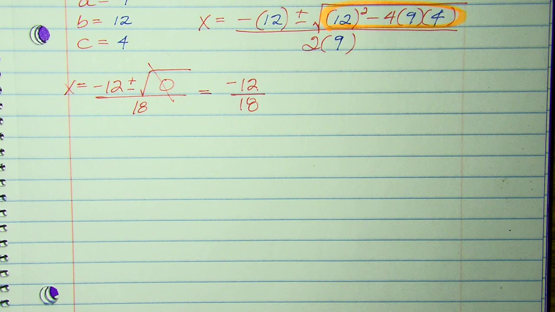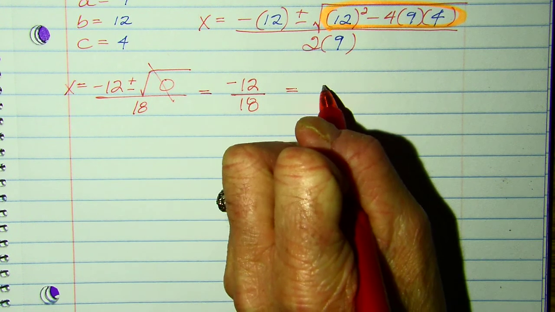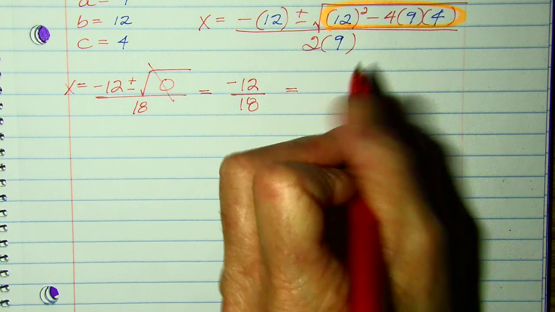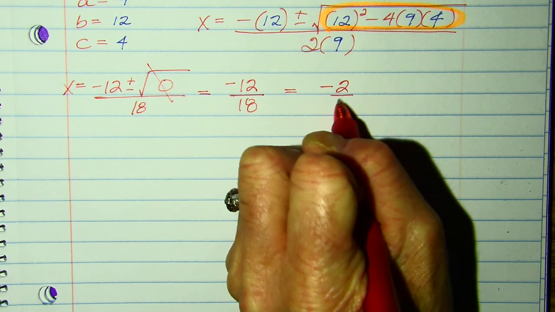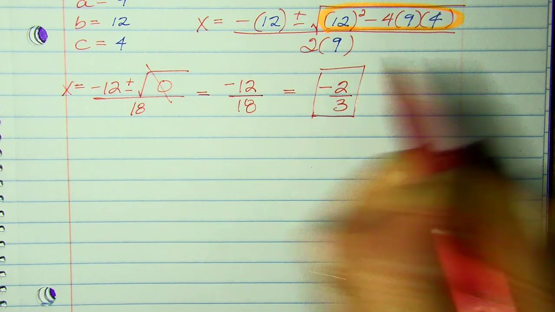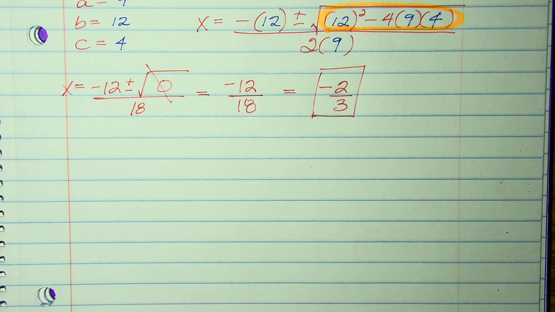So in this case, I have a solution that repeats itself, -12 over 18, which if I reduce by 6, that's -2/3. So it is possible to get a single solution. All right, so moving on.